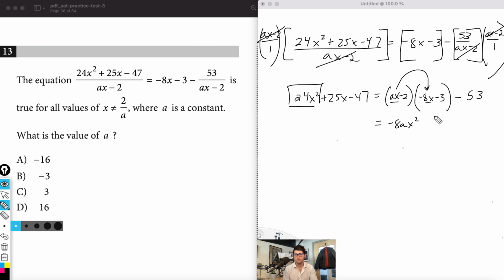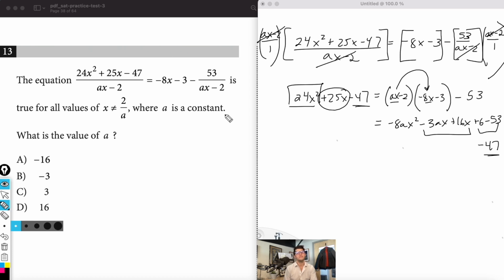So for instance, the last term would be negative 3ax. That's the outside term, right? Ax is on the outside, negative 3 is on the outside. Inside would be positive 16x. Last would be positive 6. And then we still have this minus 53. Look, 6 and negative 53, that's the negative 47 we're looking for. That's over here. These terms, negative 3x and 16x, have to add up to 25x. That also works with a is negative 3, because if a is negative 3, we have negative 3 times negative 3, positive 9, plus 16 is 25.